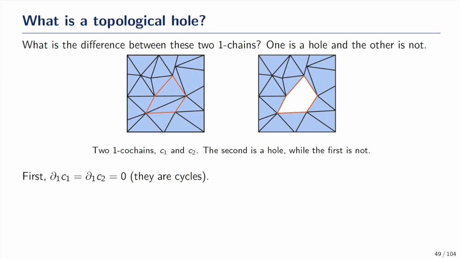Now let's see what's different between these two examples. What's different is that the first chain is also in the image of the higher order boundary operator. So what does that mean? It means it's on the boundary of something itself. So this orange thing is on the boundary of what's inside. That gives us a very nice way to define what holes are. So there are these cycles that are not on the boundary of something else.